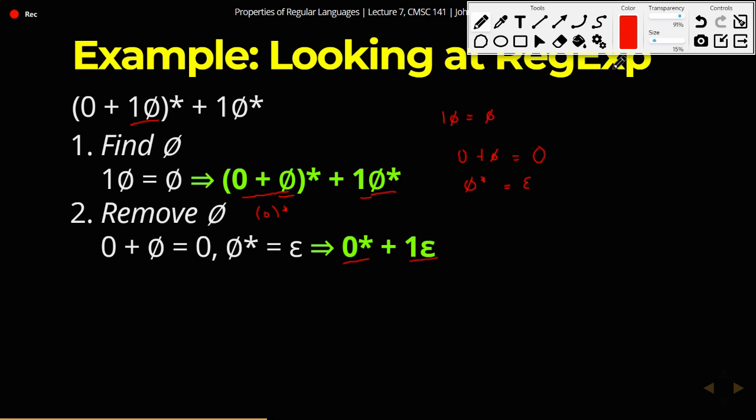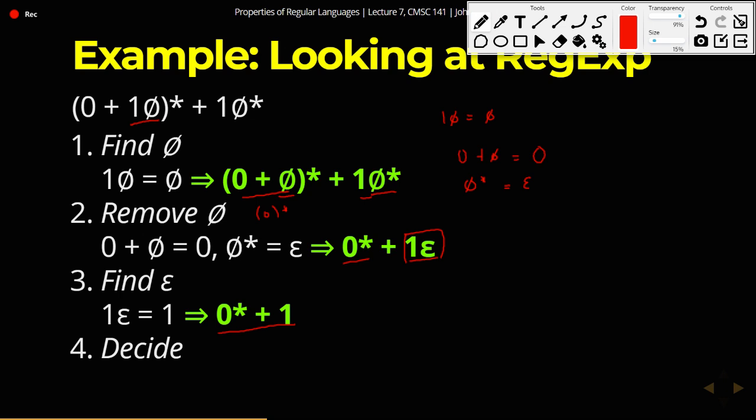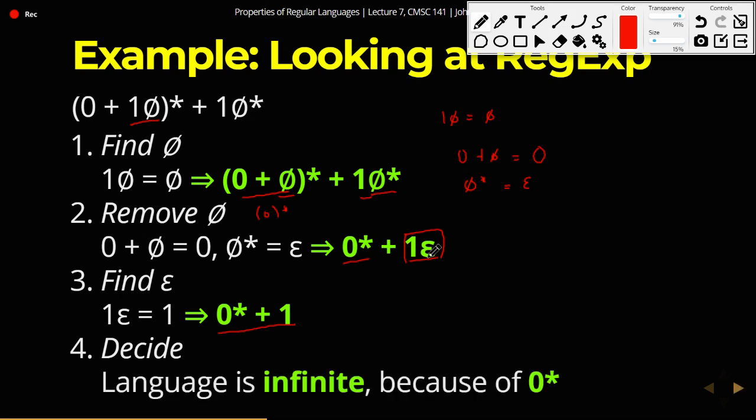Okay, and then the third step is to find unnecessary epsilons so we can simplify them, and we find one here, 1 epsilon, so this one will become just 1 plainly. Okay, so we can simplify this to become 0 star plus 1. That is the final simplified regular expression. So we now decide, is this infinite or not? It is infinite because of 0 star here. There is a closure and it's not epsilon. So it's infinite because there is a closure.